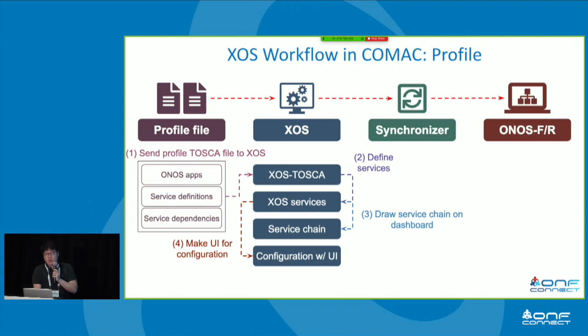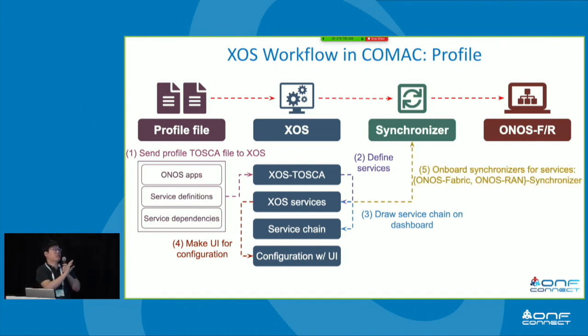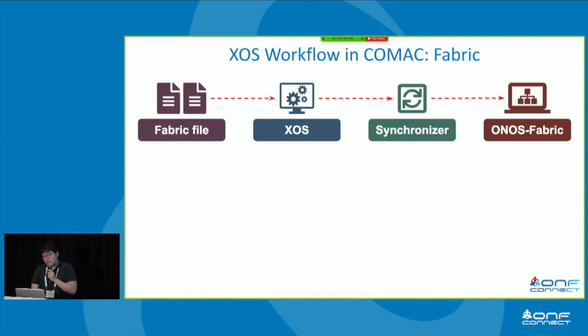And then also, as I said, the synchronizer is to communicate between XOS and the ONOS controller. So we need to make a synchronizer for each ONOS controller. So XOS makes two synchronizers. First one is for ONOS Fabric, and second one is for ONOS RAN. And then the synchronizer starts to monitor. That is the profile workflow.